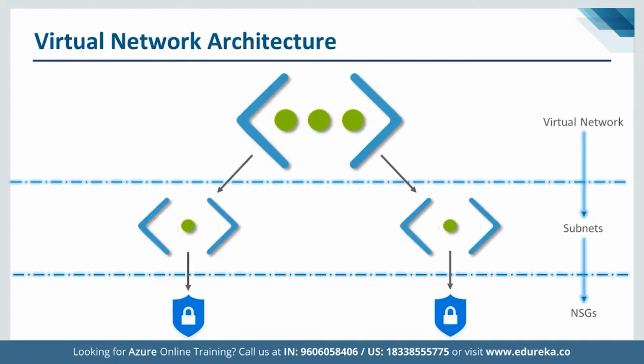Okay. So now this is the virtual network. Inside the virtual network, what do we have? We have a subnet. So we are splitting this virtual network into subnets. And then what do we have?